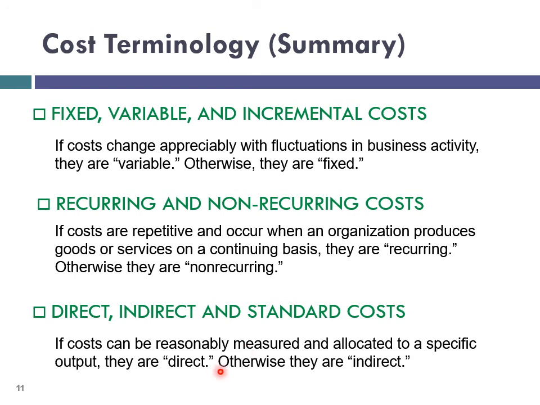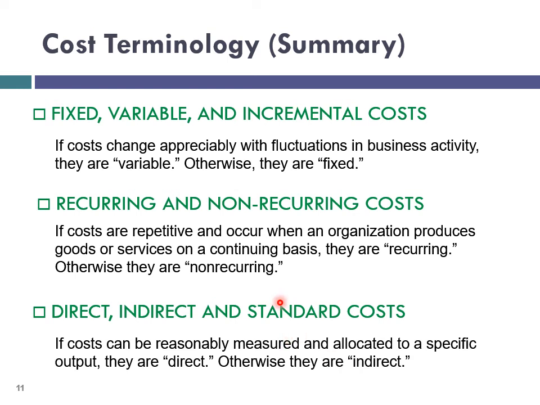If you cannot do this allocation easily, then it is called an indirect cost. For example, the energy that is used for lighting the manufacturing facility, or the salary of the administrative staff. How can you allocate this cost to a specific product, to a single car? It is very difficult, and therefore it is an indirect cost.